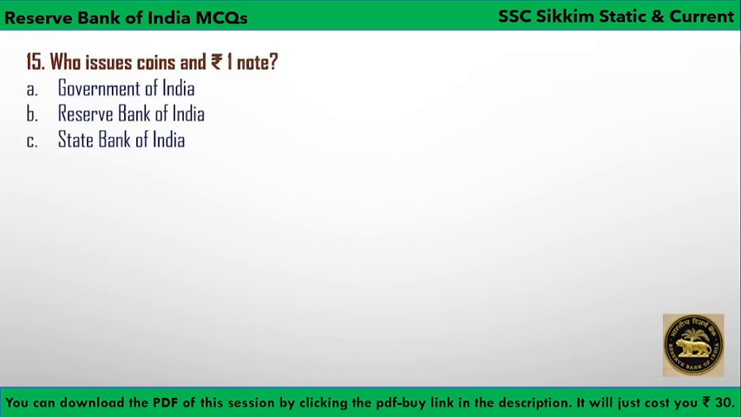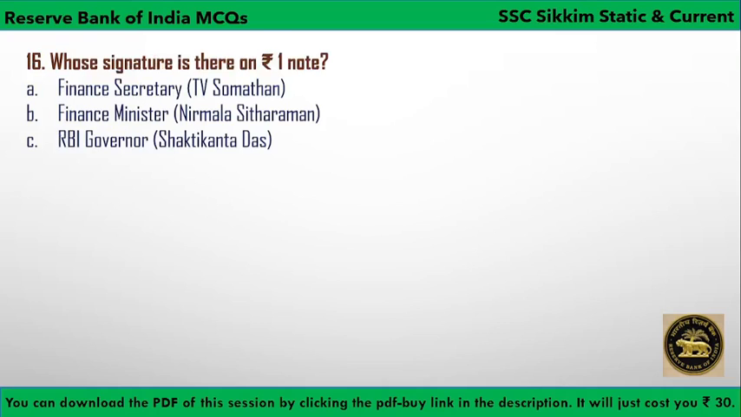The next question, who issues coins and rupees 1 notes? The options are Government of India, Reserve Bank of India, or State Bank of India. Coins and 1 rupee notes are issued by Government of India and not Reserve Bank of India. The next question is, whose signature is there on rupees 1 note? The options are Finance Secretary's, Finance Minister's, or RBI Governor's signature. The correct answer is A, that is Finance Secretary's. So on rupees 1 notes, the signature present is of the Finance Secretary and not of the RBI Governor.